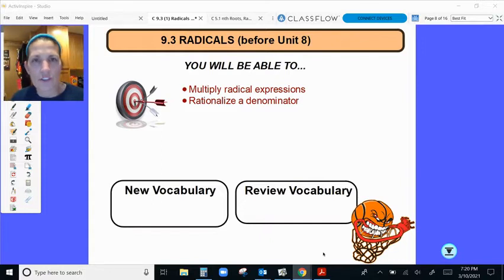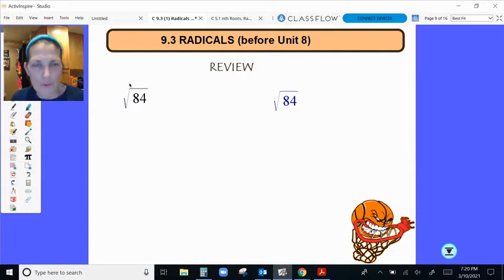Back. We're going to do day 2 of this 9.3 radicals. We're going to learn today how to multiply radical expressions and then how to rationalize a denominator. But first up, we're going to do a little bit of a review.